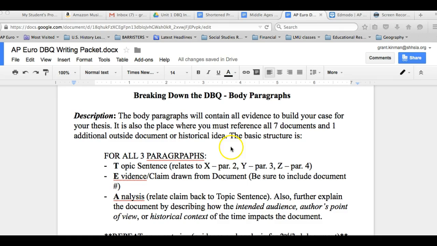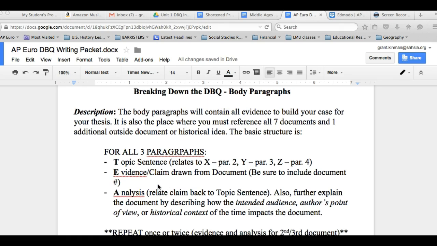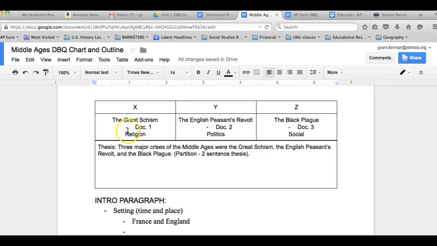Let's talk about this. Alright, for your body paragraphs, we're going to keep it simple. So this is the basic format. For paragraph 2, you'd have a topic sentence that relates to X, so your first idea in your thesis. You have to provide evidence, make a claim, and that needs to come from the document. So in this case, you're going to draw that from document 1, the Italian nun.